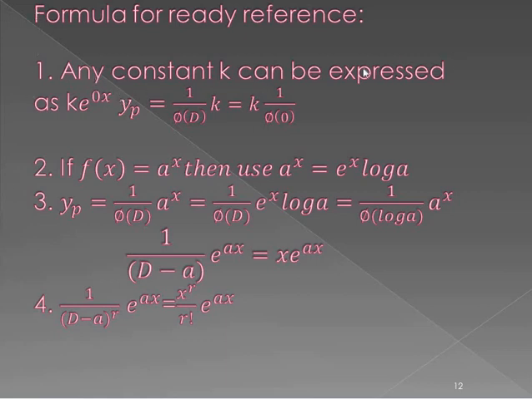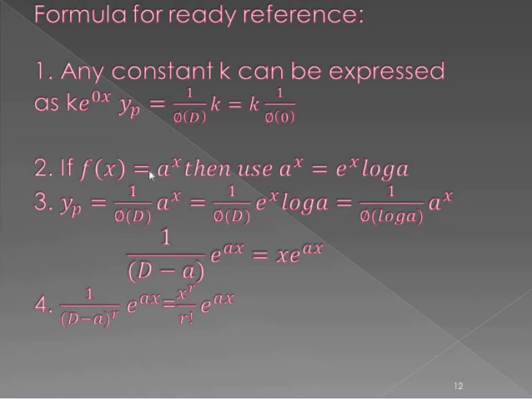Any constant k can be expressed as k times e raised to 0x. Then our final yp is k into 1 upon phi of 0. We can directly find out the value of yp if f of x is a constant term, that is k. Then our yp, that is the particular integral, is k times 1 upon phi of 0.